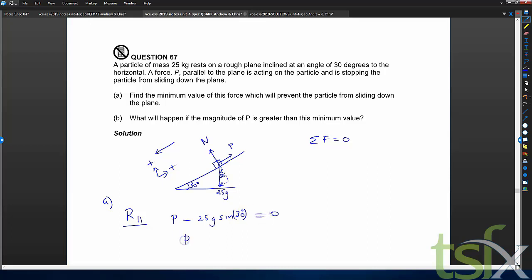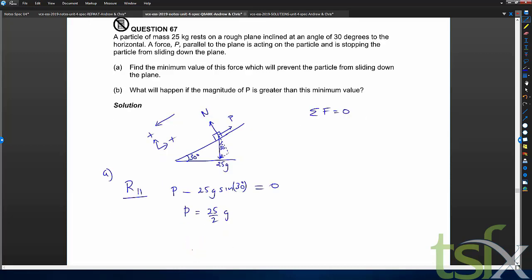Therefore P and sine 30 is half. So we've got 25 on 2 G. And we'll leave it in terms of G, I believe. Okay. All right. So we're all happy.